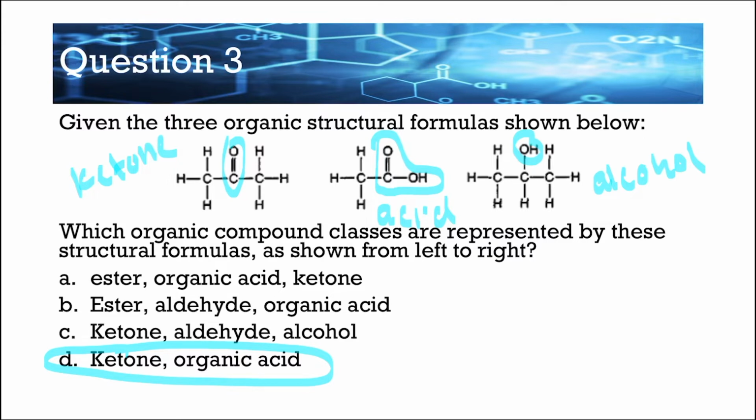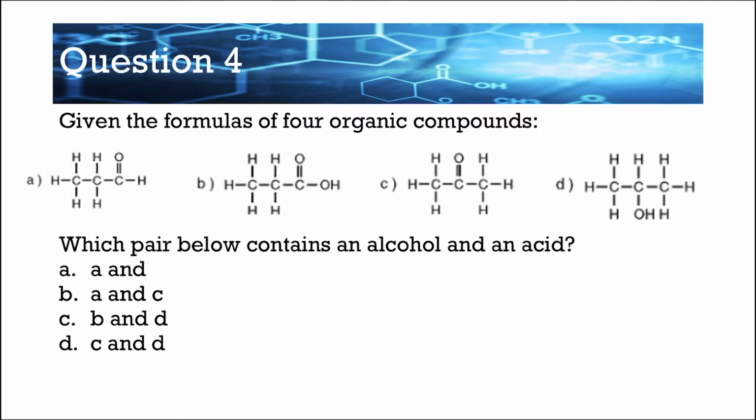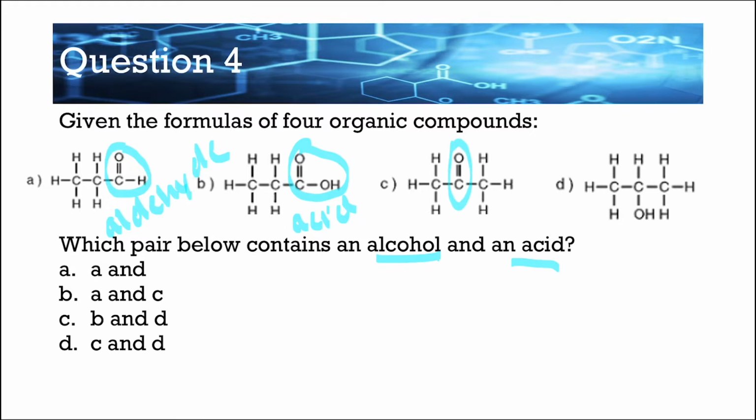Again, once you get the hang of this, it will be easier, but you do really need to use your reference table. Okay. Number 4, we want to find an alcohol and an acid. In A, you have a C double bond O at the end, and that's the aldehyde. B, you have the carboxyl group, that makes it the acid, the C double bond O, OH. Choice C has a double bond O in the middle, that is a ketone. And then answer choice D has that OH, and that is the alcohol. So the question asks for alcohol and acid. So we need B and D, and that is answer choice C.